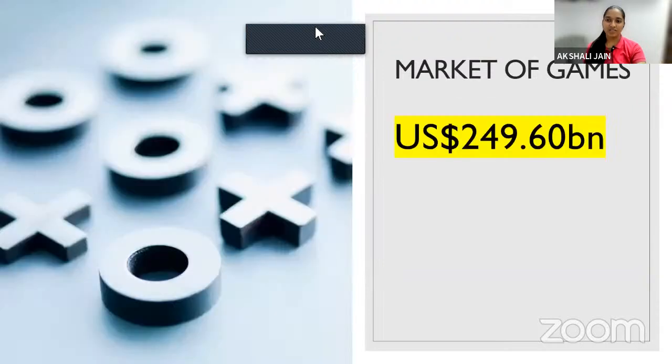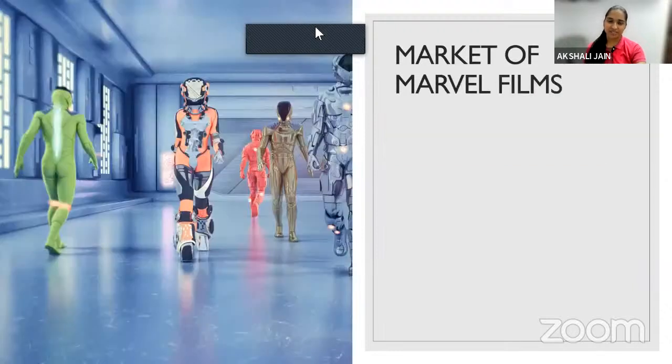Next thing is, you see the market of games is around $250 billion, right? But you must know Marvel films. Marvel films, for example Avengers, a very famous series, Avengers: Infinity War or X-Men, whichever films come from Marvel, all use VFX and production made using game engine software like Unreal. So, do you know their market? I am sure you must be thinking it's around $100 or $200 billion.